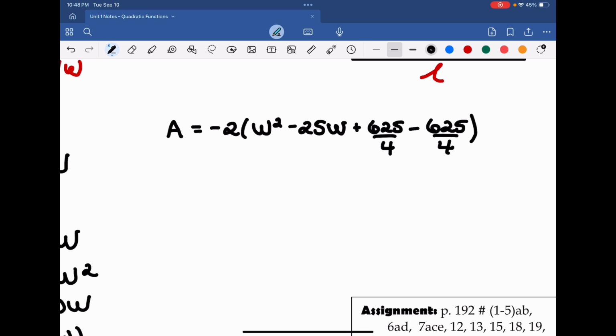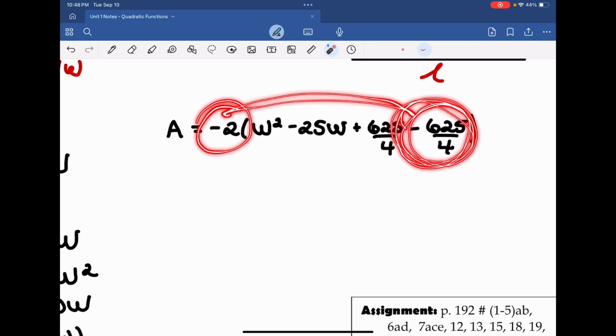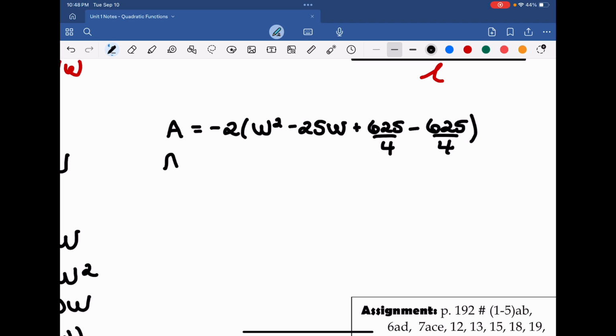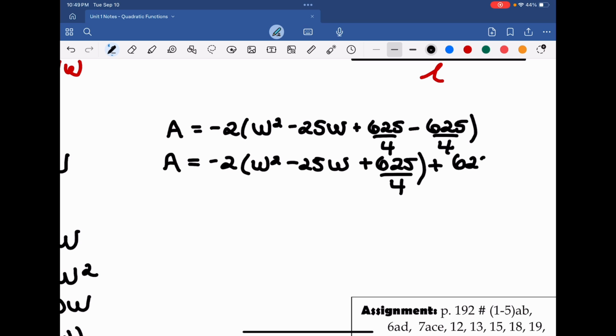Close the bracket. Now, in order to remove this 625 over 4 out on the outside, we have to multiply it by the 2 that is out front, or the -2. This is going to give us area is equal to -2 (w squared minus 25w plus the 625 over 4), close the bracket, and then on the outside, this is going to be 625 over 2. If we do 625 over 4 times 2, it's 2 over 4, which is 1/2. So we go plus 625 over 2.